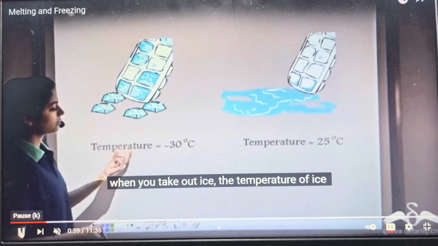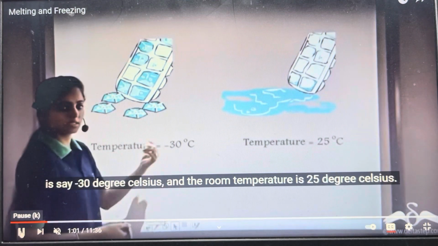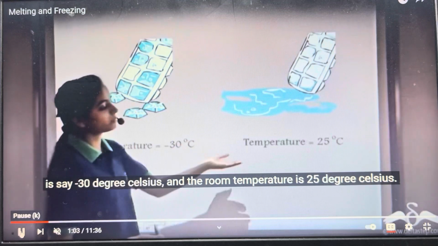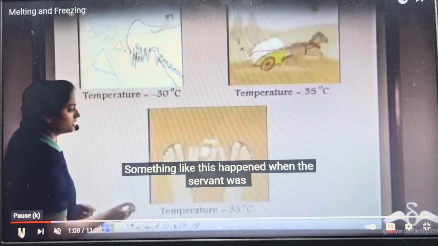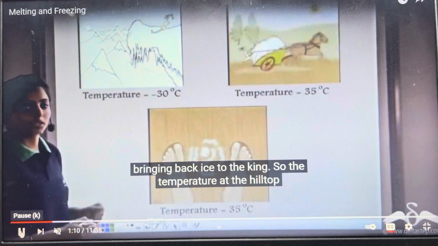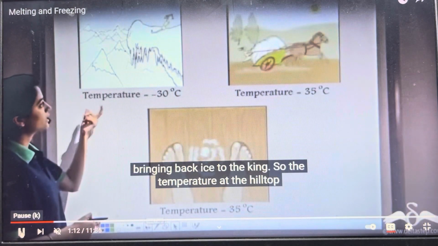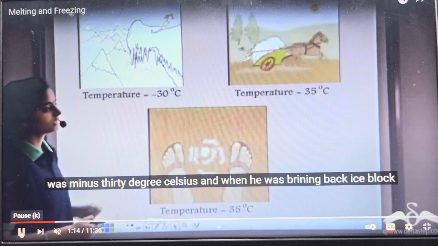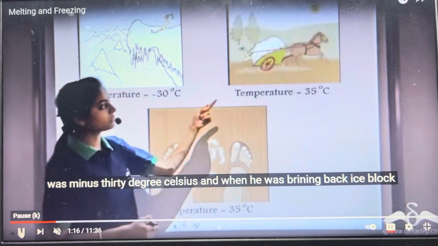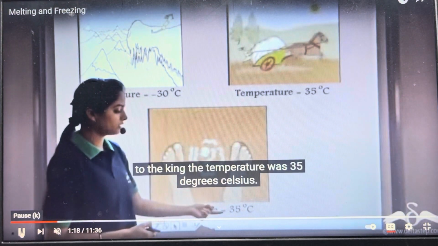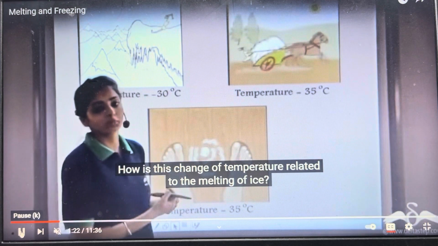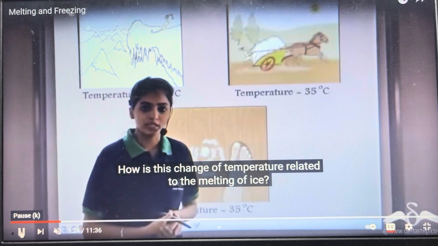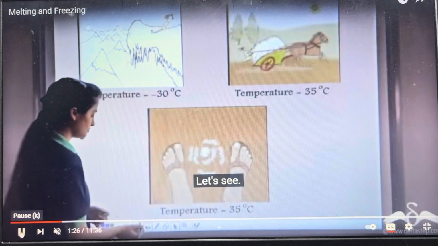When you take out ice, the temperature of ice is, say, negative 30 degrees Celsius, and the room temperature is 25 degrees Celsius. Something like this happened when the servant was bringing back ice to the king. So the temperature at the hilltop was minus 30 degrees Celsius, and when he was bringing it back to the king, the temperature was 35 degrees Celsius. How is the change of temperature related to the melting of the ice? Let's see.